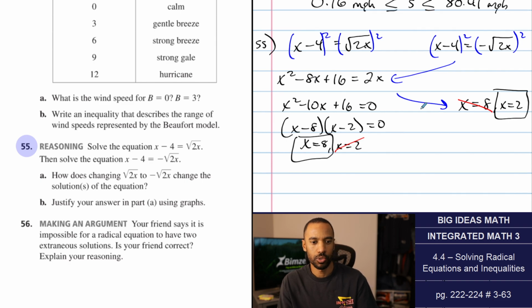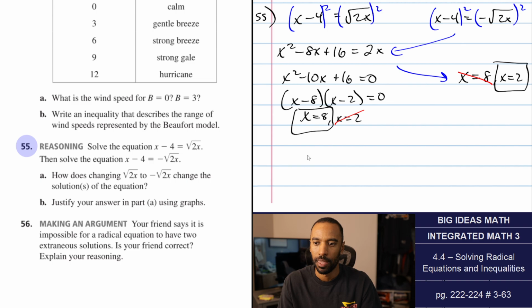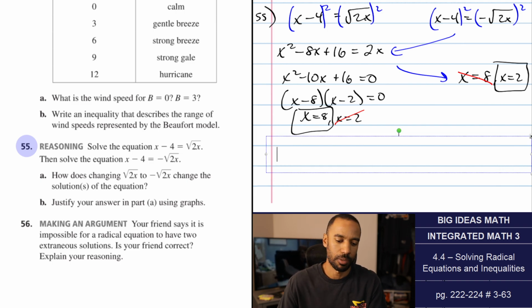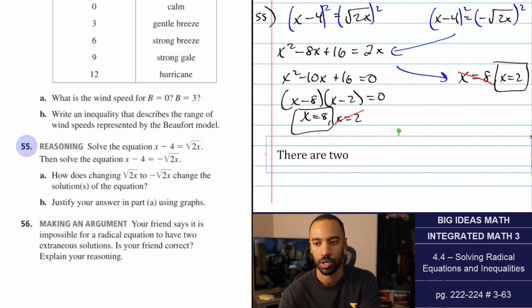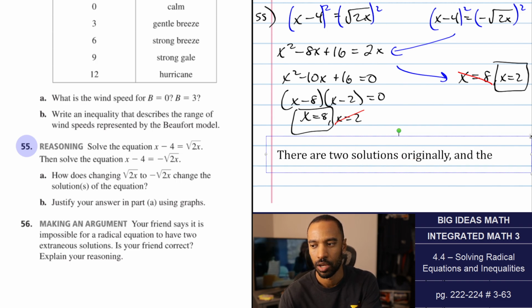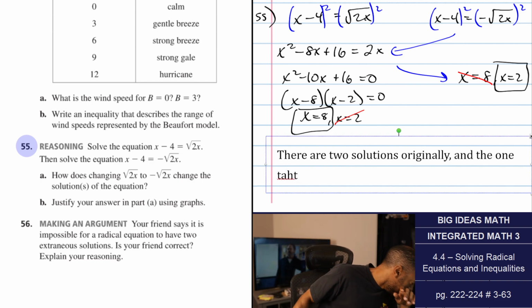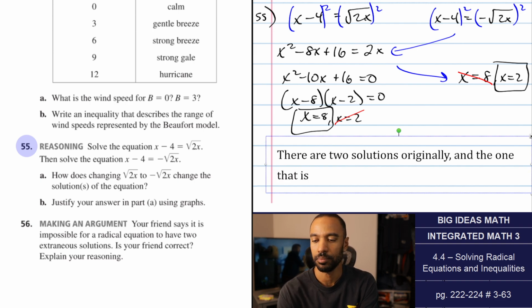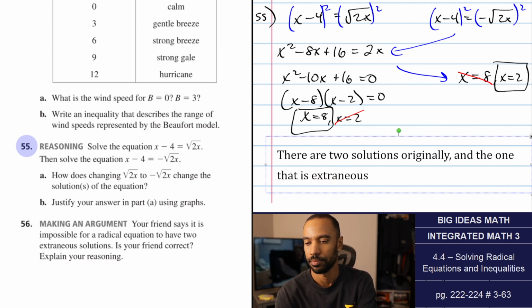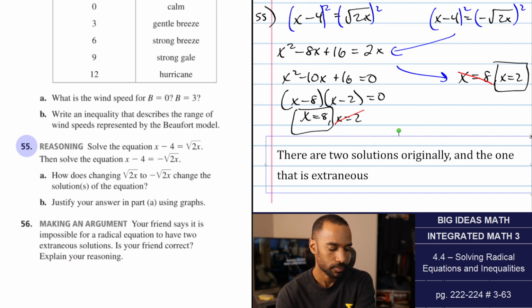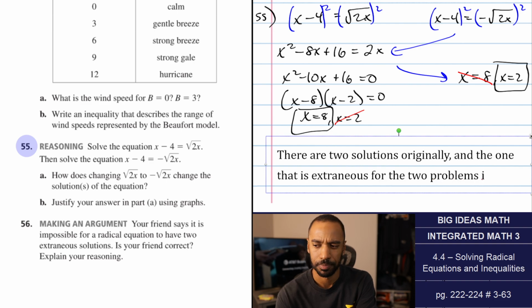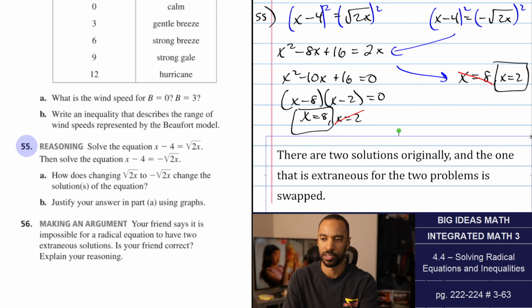How does changing root 2x to negative root 2x change the solutions of the equation? Well, in this case, and this is all part A, it switches the part that's extraneous. There are 2 solutions originally, and the one that is extraneous for the 2 problems is swapped, right? We're swapping which one's extraneous.